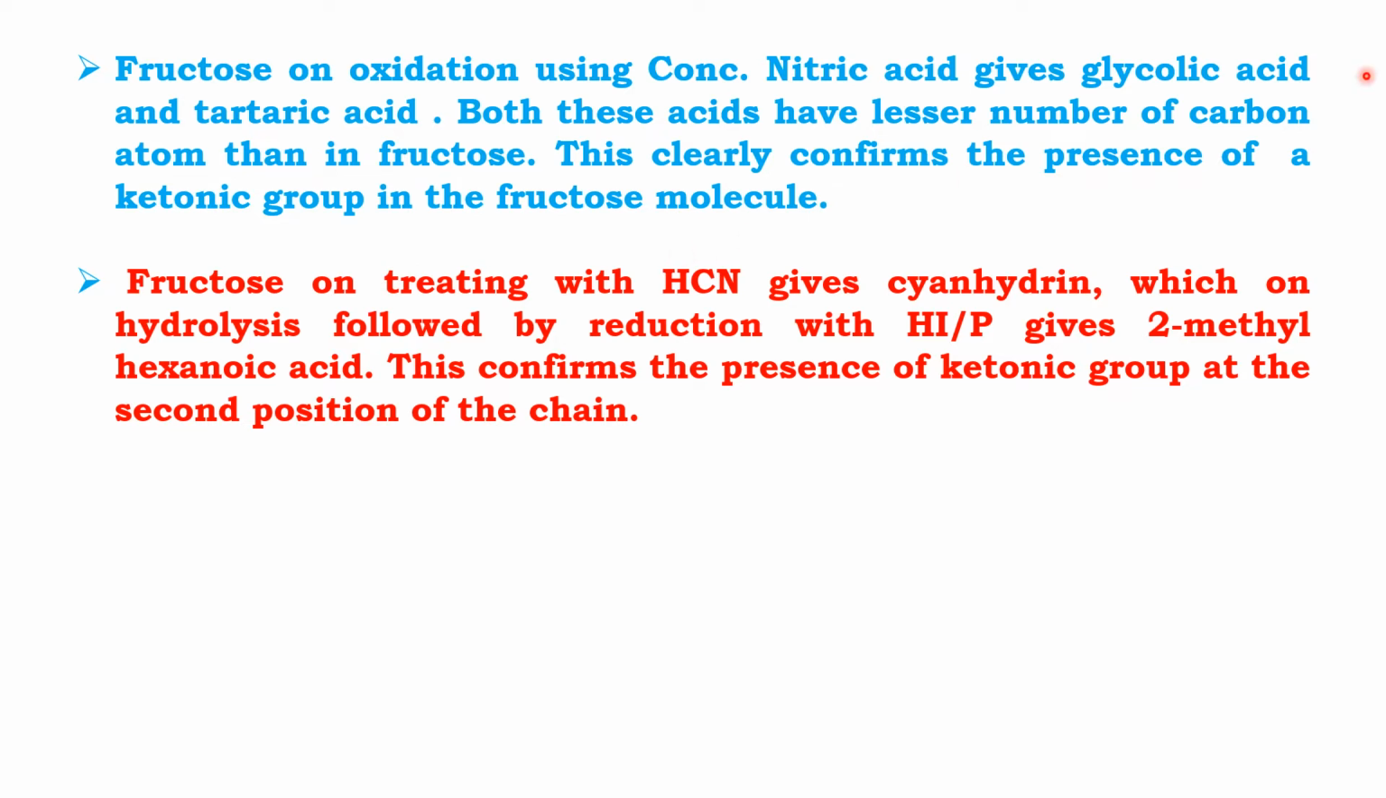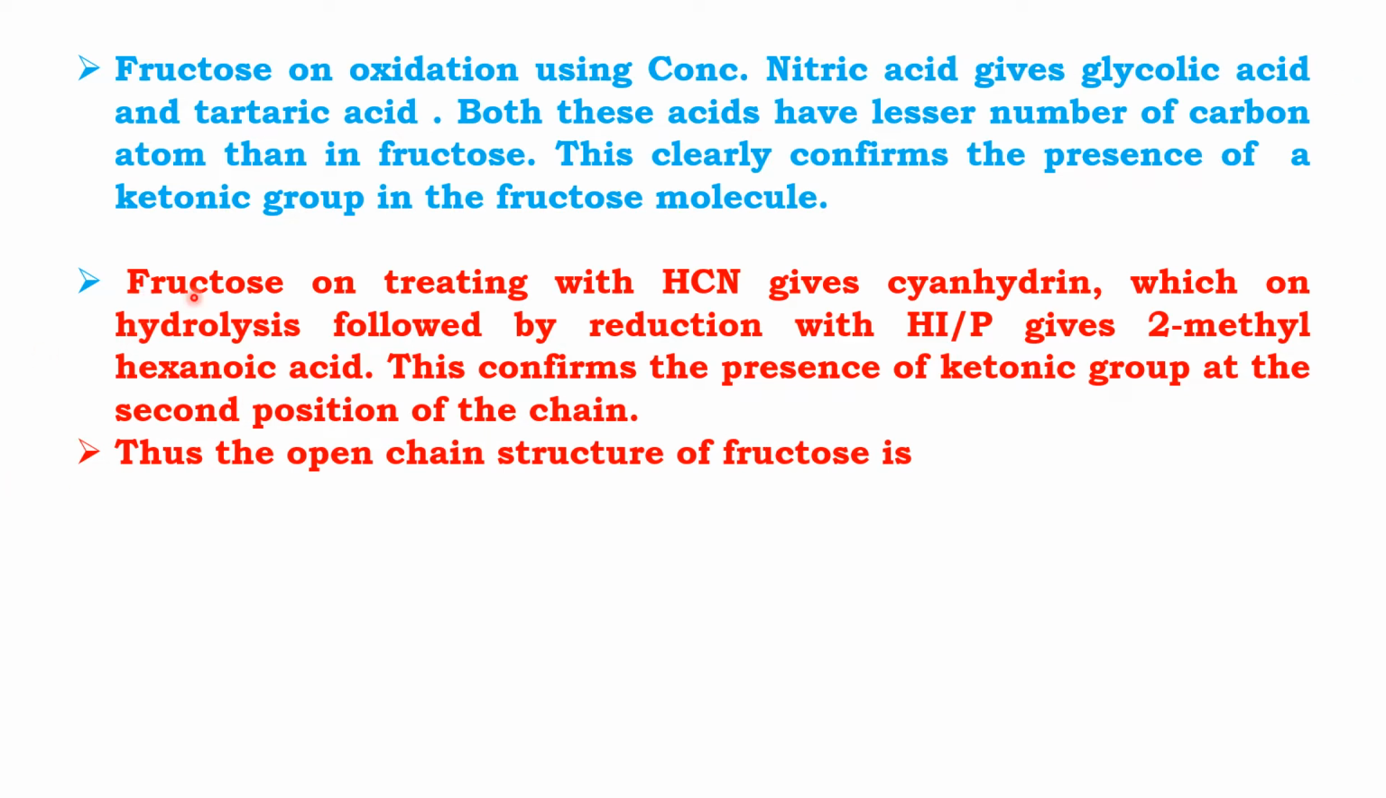Now we have to confirm the position of the ketonic group. We know aldehyde group could be only in the first position, while ketonic group could be placed at any position between second and fifth. So we have to confirm the position of the ketonic group. For that, we are taking fructose and treating it with hydrogen cyanide. So hydrogen cyanide reacts with the fructose and gives cyanohydrin. We have seen this reaction.